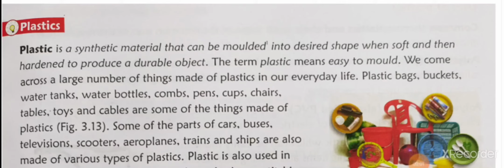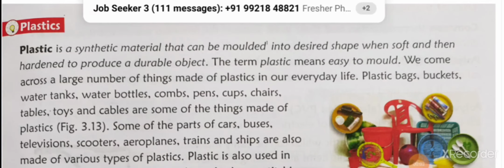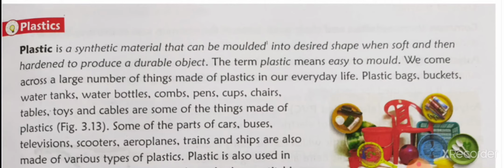Class 8 Science Chapter 3. Beta, this is part 3 of this chapter. In this topic we will discuss plastic and its different types like thermoset and thermoplastic, etc. So let's begin. Plastic is a synthetic or artificial material that can be molded or reshaped into a desired shape.